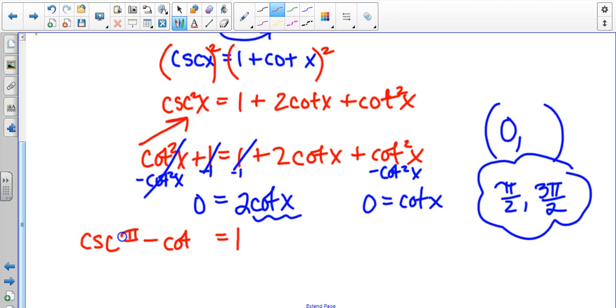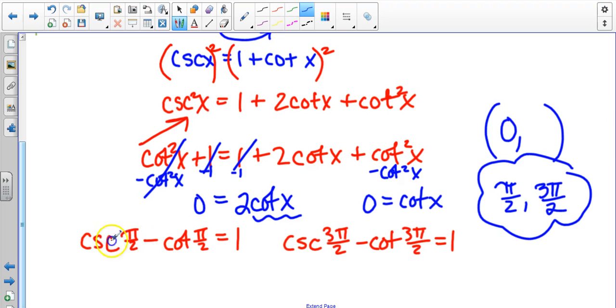If I put a pi over 2 in, this is a great chance to review these because it keeps showing up on quizzes and students aren't doing it right. Okay, cosecant at pi over 2. I go to pi over 2 on my unit circle. I find the sine value, and I do the reciprocal of just that number, and I get what? 1. Cotangent pi over 2. I go to pi over 2, and I do x over y, and I get 0. Is that true? That one works.